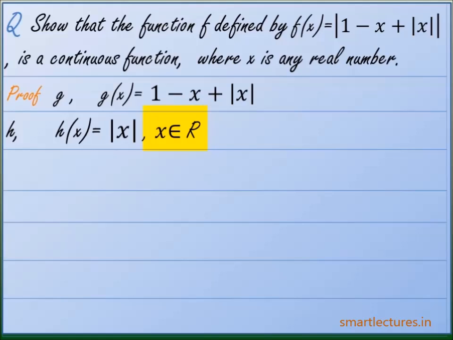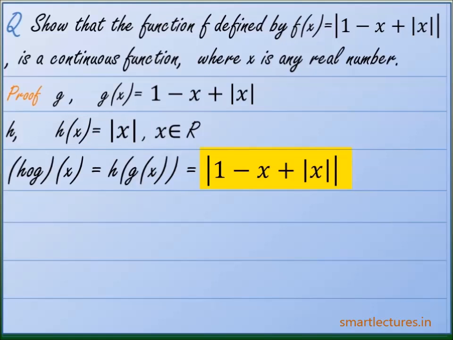Now the composite function h of g of x is equal to h of g of x. Now g of x is equal to 1 minus x plus modulus of x, and h of x is equal to modulus of x. So h of g of x is equal to modulus of 1 minus x plus modulus of x, which is equal to f of x.